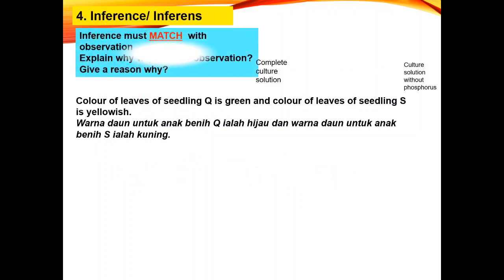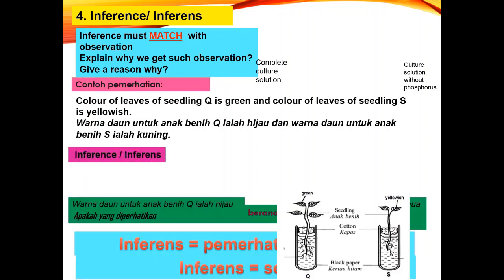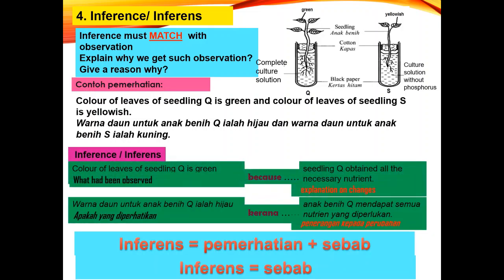So this is the question that I gave as the example just now for the observation. So I want you to look at this. So inference must match with the observation. Okay, why you get such observation, and then you give the reason why. For example, the example just now, right? You can see the observation here. You can see this one, the seedling Q, the leaves is green, and then seedling S, the leaves is yellow, right? So how to write the inference now?